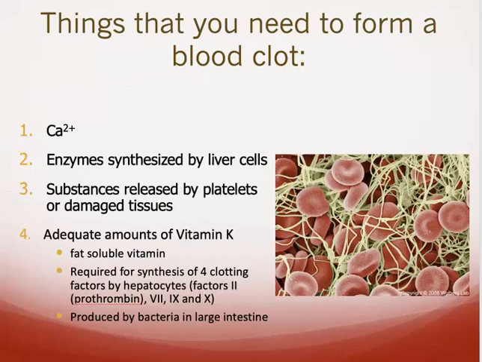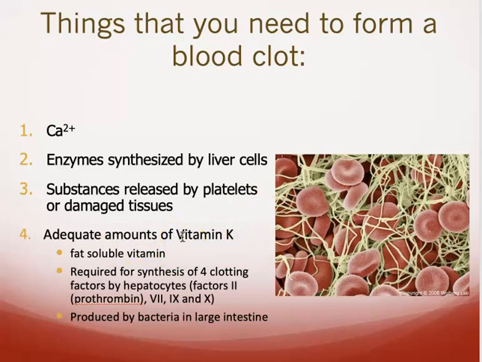So the things we absolutely have to have to form these fibrin threads: we need calcium, enzymes made by our liver cells, and substances released by platelets or the tissue, right? We don't want clots forming randomly, so we either need the platelets to recognize that there's damage somewhere, or the tissue needs to start the reaction. As well as a vitamin.